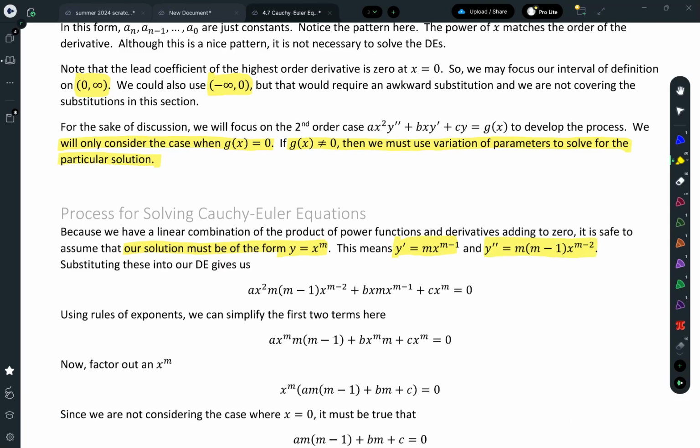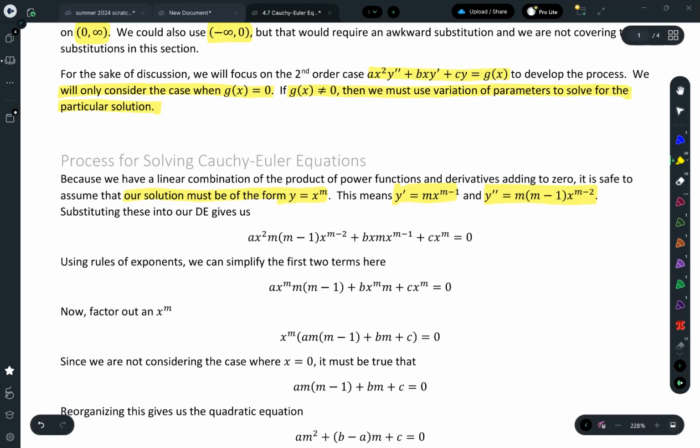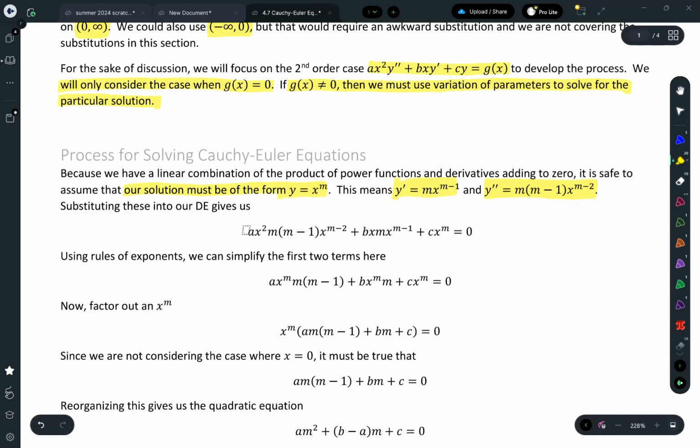If we substitute this into the second order differential equation with the case where g of x is equal to 0, then what we get is this a x squared, that was already there, but then there's the m times m minus 1, x to the m minus 2, plus the b x, which was already there, but then the y prime part gets replaced with m, x to the m minus 1, and then this plus c was already there, and y becomes x to the m. And that's all supposed to add up to 0.